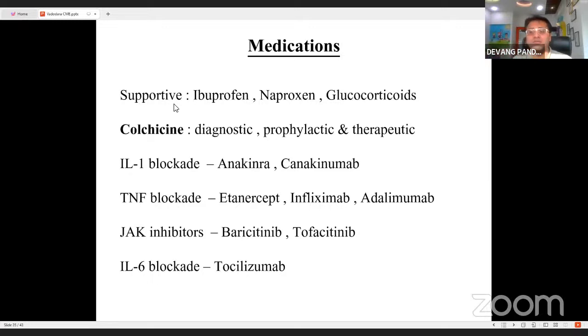And many of these disorders work well with colchicine, and colchicine has multiple roles. It has a diagnostic role as well as a prophylactic role, like in some diseases we give colchicine for prevention of attacks, and sometimes only colchicine will help and we need not go towards biological agents. So diagnostic, prophylactic, and therapeutic. If we ask a rheumatologist, the father drug is methotrexate, and if we ask an autoinflammatory specialist, colchicine is the father drug.